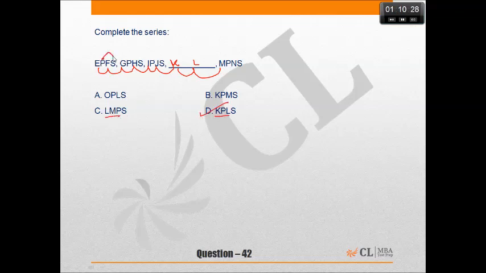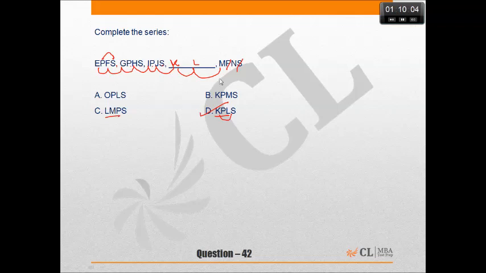P Q R S, P Q R S. But that's fine. What will this be? K and L are fine. Let me just confirm. P Q R S, and this is P Q R S. So P and S are constant. Okay, this is fine.